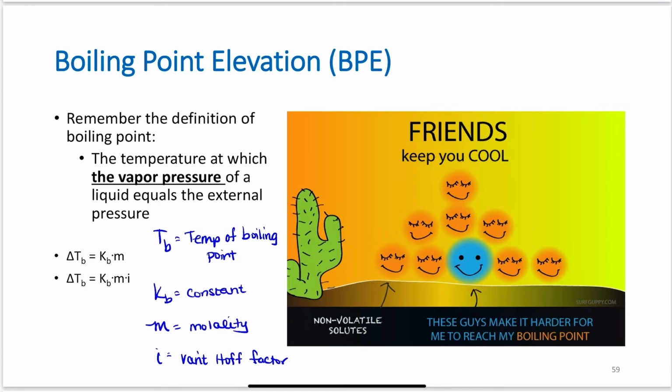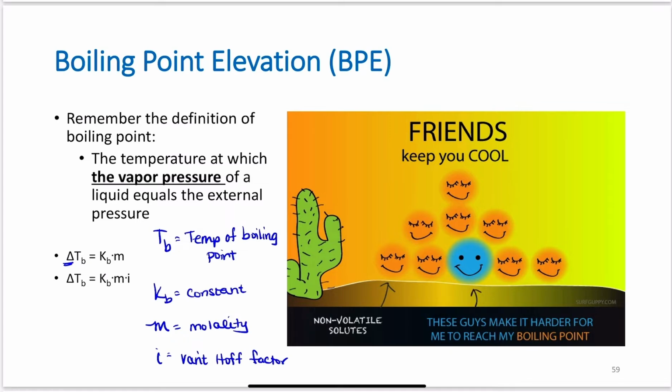That takes into account how many particles I have. So what this is calculating is the change in the boiling point, and that is equal to K_B times m times i. Again, we will talk about i in the very next module. We'll do a bunch of examples with it as well, but molality you already know how to calculate, and K_B is a constant. The biggest thing to note here is that this calculates the change in boiling point, not the new boiling point.